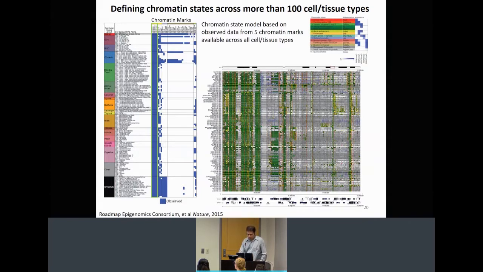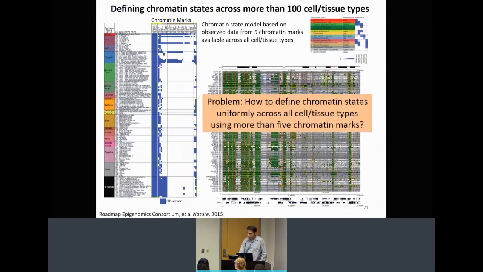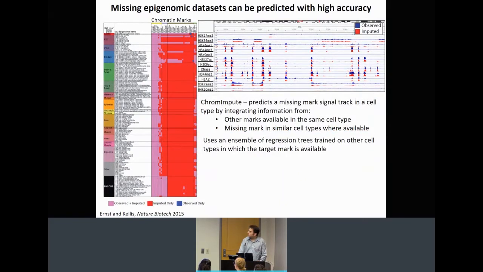So one thing which you might notice is that there are additional marks here that we're not including in the model because they weren't mapped in every one of these cell and tissue types. So the question here is, how can we define chromatin states uniformly across all cell and tissue types using more than 5 of the chromatin marks, including information from these marks which weren't available in all the cell and tissue types? So the strategy we ended up applying here was to first impute the data that was missing, and actually also we created an imputed version of the data which we also had experimentally mapped.